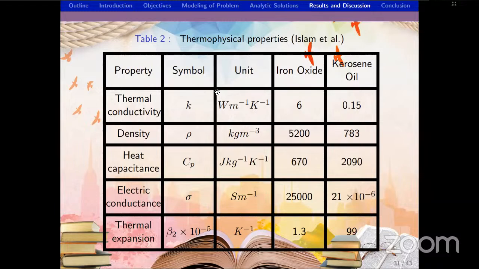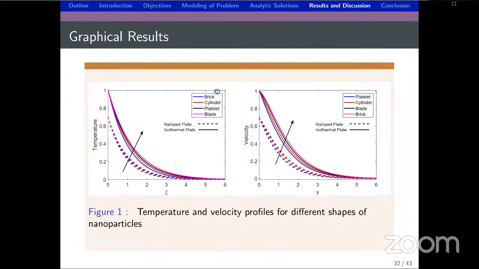So this is the first graphical presentation. Temperature and velocity profile for different shapes of nanoparticle. We can see we have considered different shapes of nanoparticle, that is brick, cylinder, platelet, and blade. And for two different types of plates, for ramp plate and isothermal plate, we got different results, and we can see we have the increment in the temperature and velocity profile for both ramped and isothermal plate.